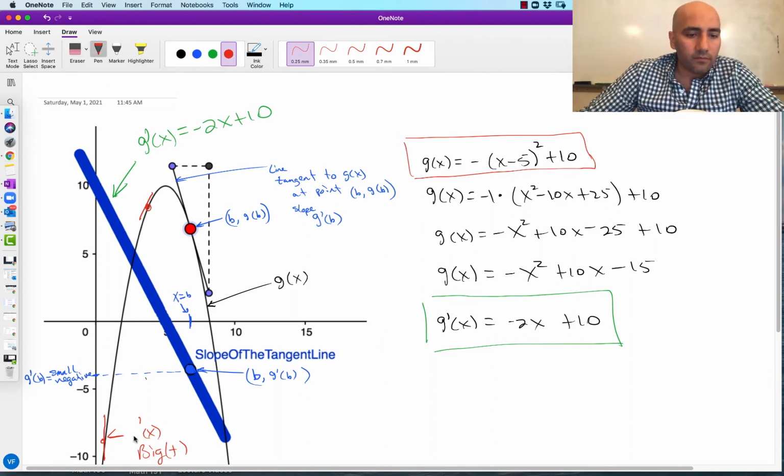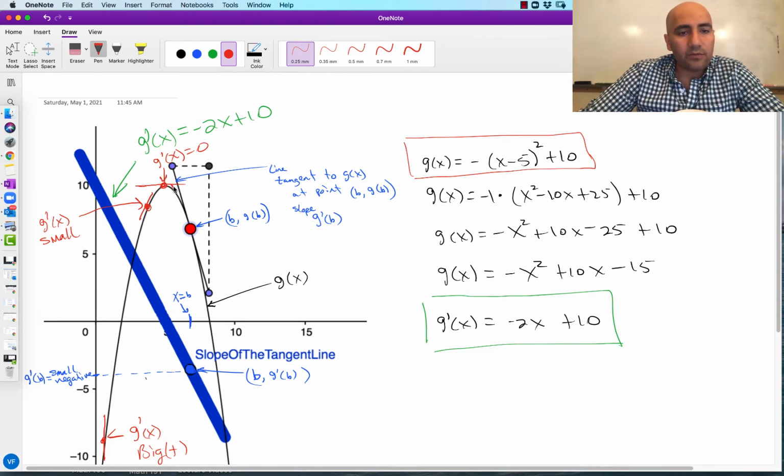G prime will be some big positive slope there. Over here, the g prime of x will be some small positive slope. And then up here, of course, we have that g prime of x at that point is going to be equal to 0 right there.